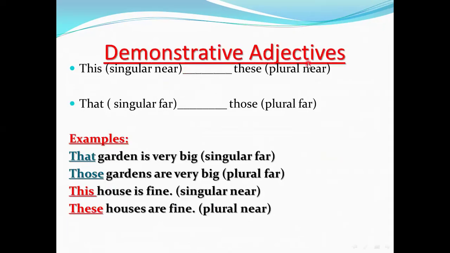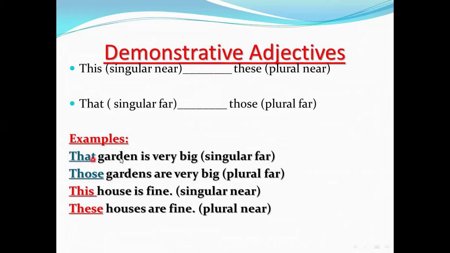Here is the demonstrative adjective. "This" is for singular and "these" is for plural. "That" is for singular and "those" is for plural. I explained this in the previous videos. If we return to the previous videos, you can see it. But here we use it as an adjective in this slide.